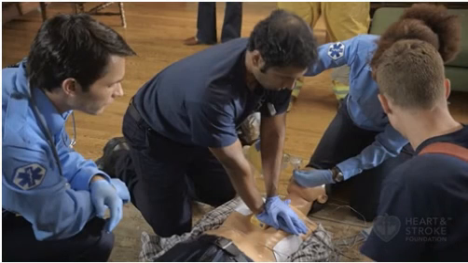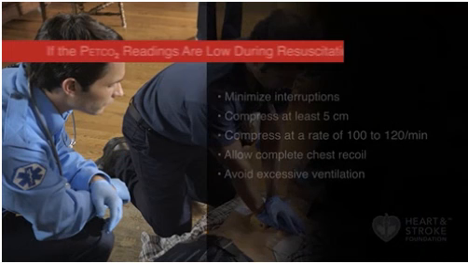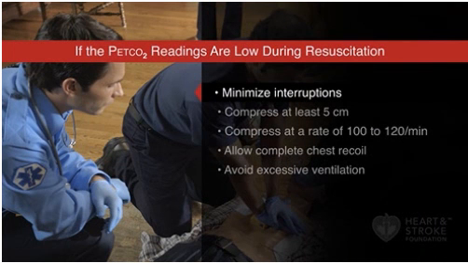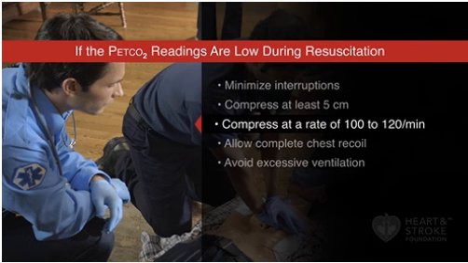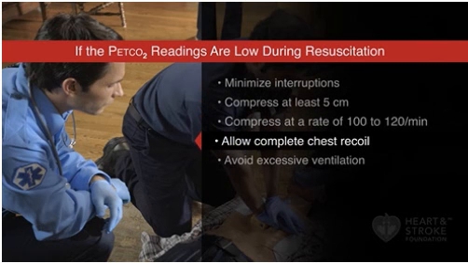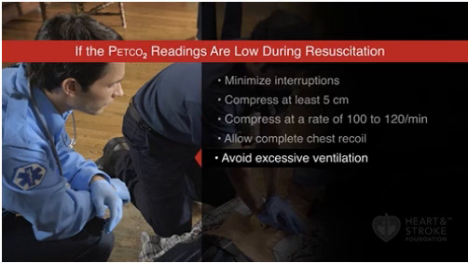If the CO2 readings are low during resuscitation, the team should optimize CPR quality by minimizing interruption in compressions, delivering compressions at a depth of at least 5 centimeters and at a rate of at least 100 but no more than 120 compressions per minute, allowing complete chest recoil and avoiding excessive ventilation. Sudden changes in the waveform should trigger immediate reassessment of the patient.